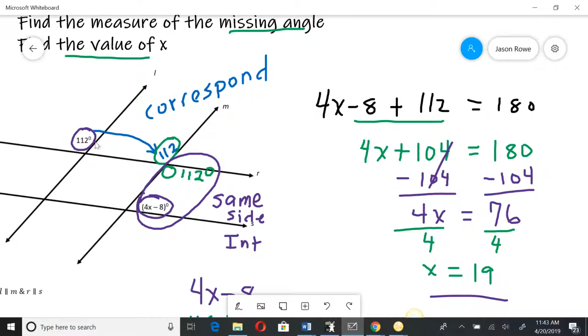Just understand it, as long as you can justify the way I did each step, you can set up a proper equation and then solve. So I hope this helps you with problem solving with parallel lines and transversals.